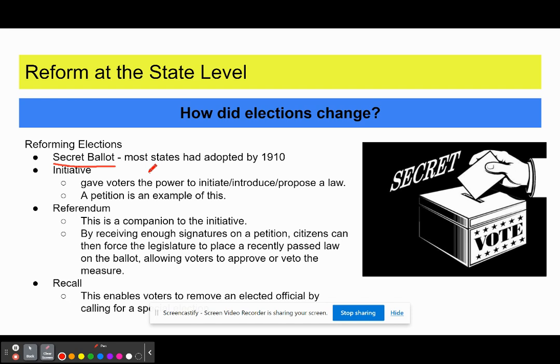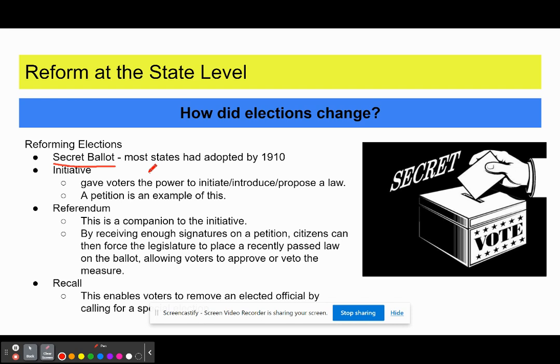With political machines, it was an open vote. So even if you didn't want to vote for someone, but they had helped you, or maybe you feared losing your job if you didn't vote for the right person, that is what made elections happen, or certain people to win. So the secret ballot took out that piece of corruption. Most states had adopted it by 1910, and this is pretty universally used in the United States at every level of any government election.